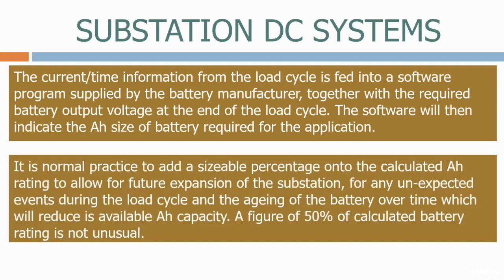It is normal practice to add a sizable percentage onto the calculated ampere-hour rating to allow for future expansion of the substation, for any unexpected events during the load cycle, and the aging of the battery over time, which will reduce its available ampere-hour capacity. A figure of 50% of calculated battery rating is not unusual.